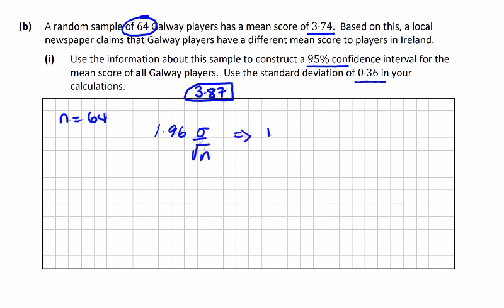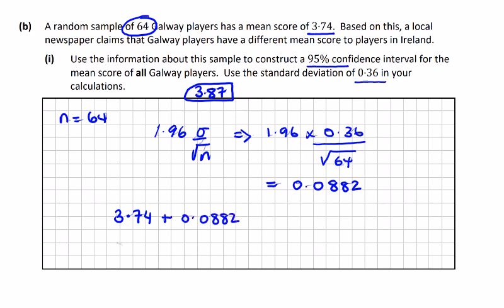So we're going to get 1.96 by 0.36 over the square root of 64. We can write it 8 or root 64. And that's giving me 0.0882. So we're testing 3.74. We're going to add on 0.0882, and we'll have to take it away as well to find the interval, 0.0882.